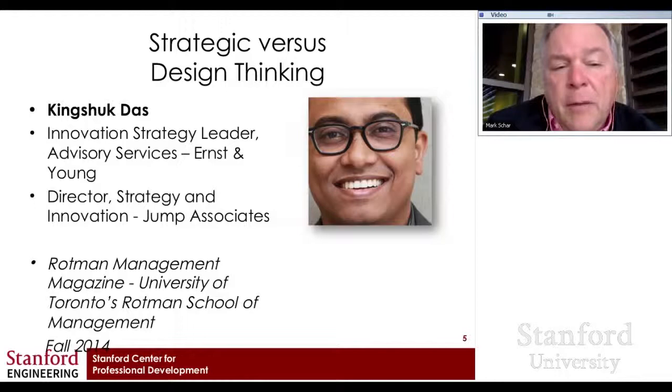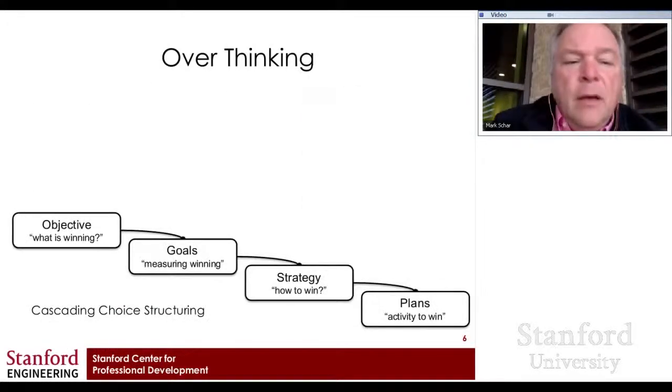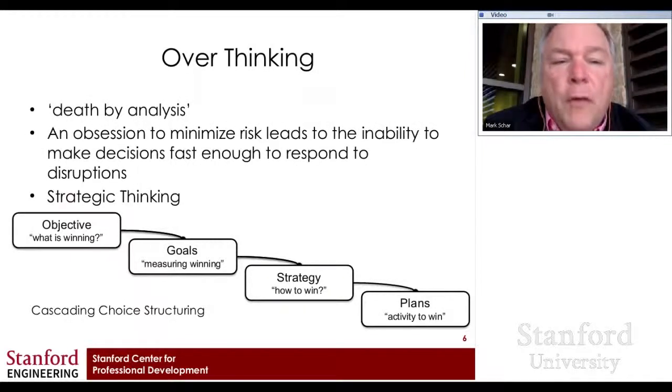If you go to the next slide, Jeremy, he started off by saying, well, what is overthinking? And we've all experienced this. Overthinking is sort of death by analysis, or it's also called analysis paralysis. And that's where you have this obsession to minimize risks, to not make a mistake. And that leads to an inability to make any decision, and certainly make a decision fast enough to respond to what the marketplace or the environment may require of you.